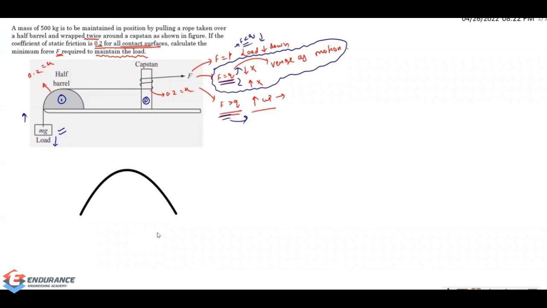Yeah, it's a semicircle. Sir, can you please explain the three cases again? Okay, I will come back to it. Just a moment, I'll come back to it.